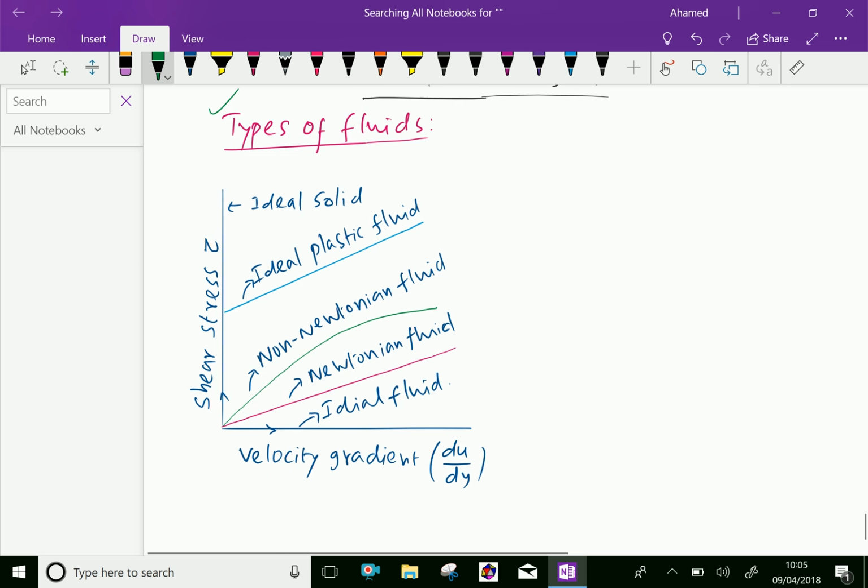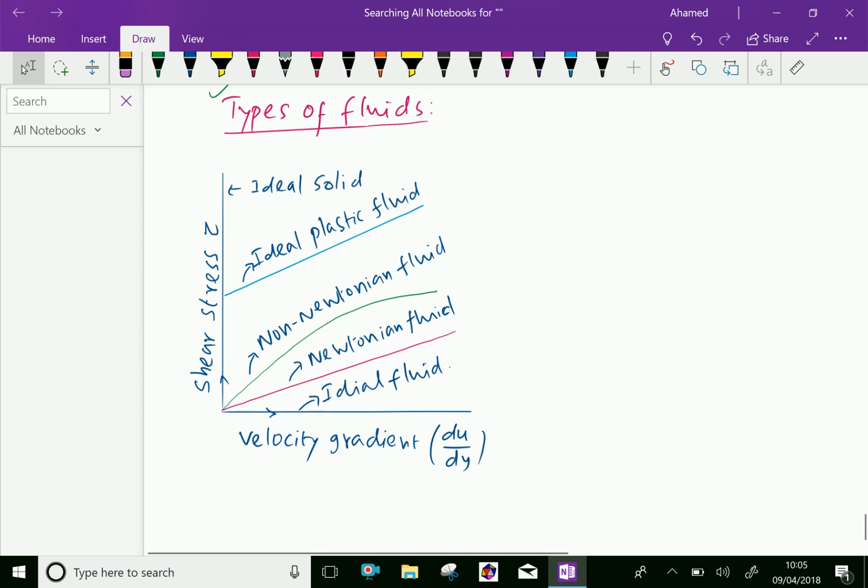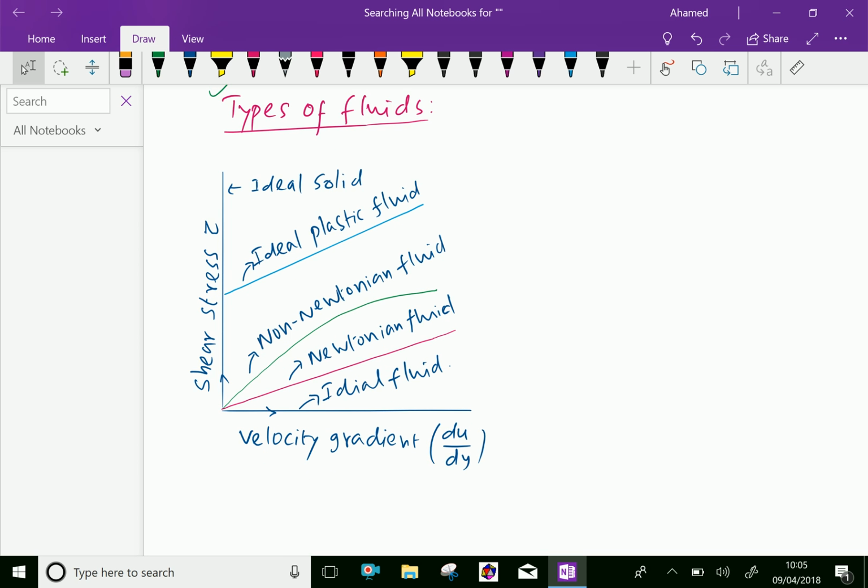Look at this figure here. In the xy axes, the x axis represents the velocity gradient, that is du by dy, and the y axis represents shear stress eta. Now the 5 fluids are graphed here.